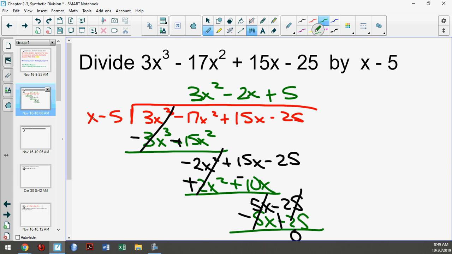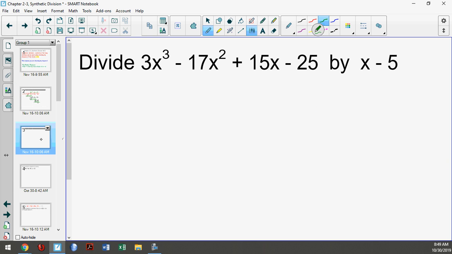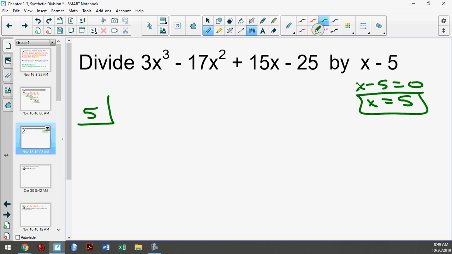Okay, we're going to do the same exact problem, but we're going to do this by synthetic division. So the very first thing you're going to do is you're going to take x minus 5 and set that equal to 0 and solve for x. So x minus 5 is set equal to 0, and I'm simply going to add 5 to both sides. So what I'm going to do synthetic division at is the value 5. We're going to put 5 in a half box.